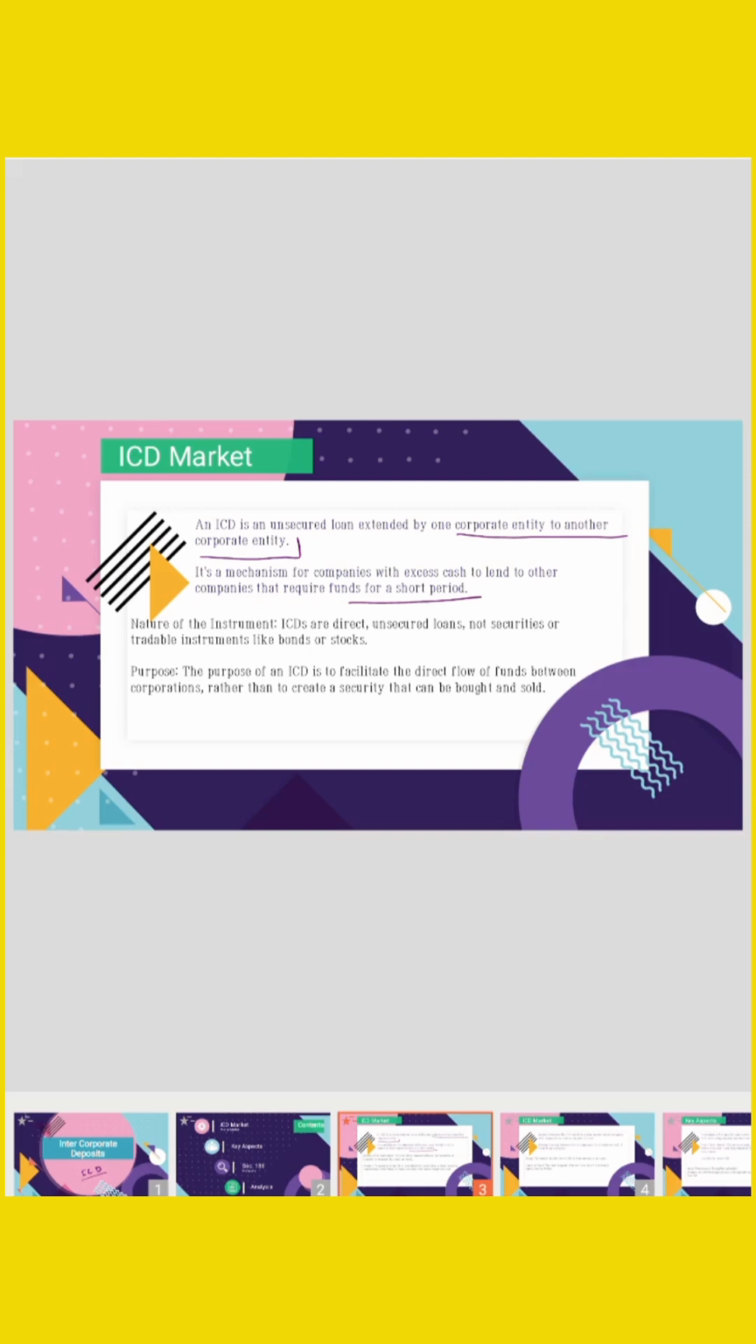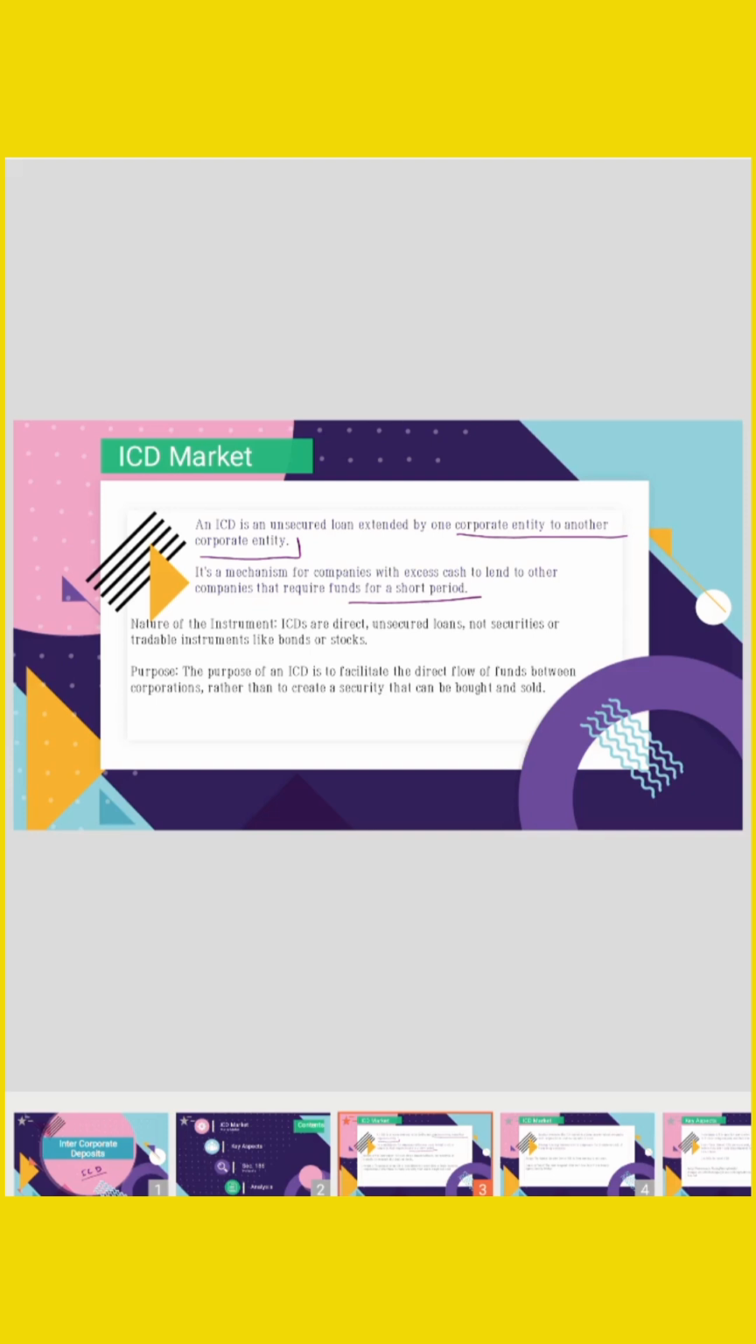It's a mechanism for companies with excess cash to lend to other companies that require funds for a shorter period of time. One thing you need to note here is that for short term need only it is to be garnered, otherwise it may create an asset liability mismatch issue because short term fund cannot be utilized for long term utilization. It will not only impact your current ratios, it will also affect your balance sheet management as a whole, your fund management as a whole, which may create a negative impact on the going concern assumption of that particular company.